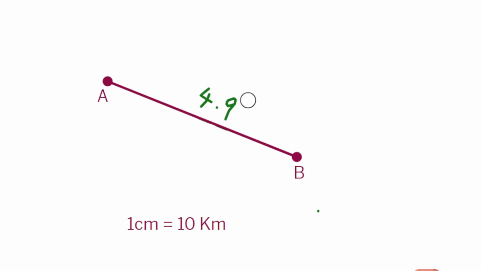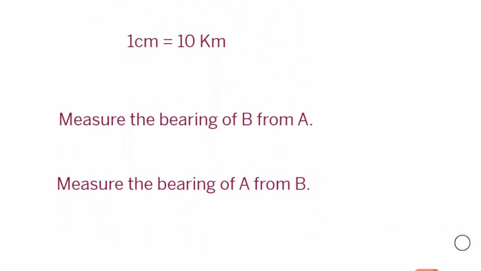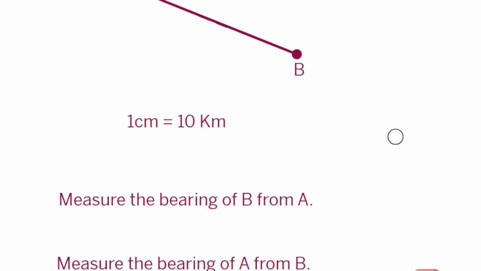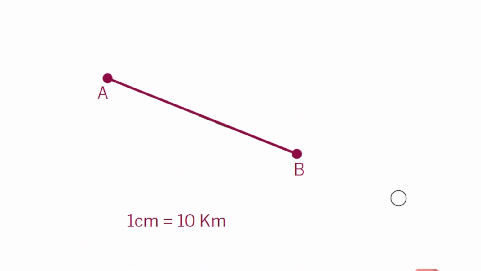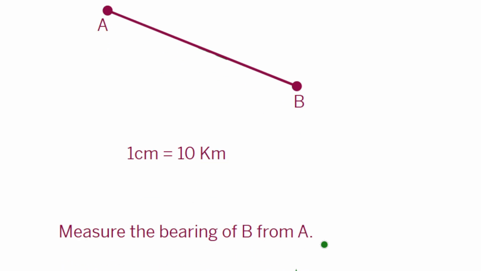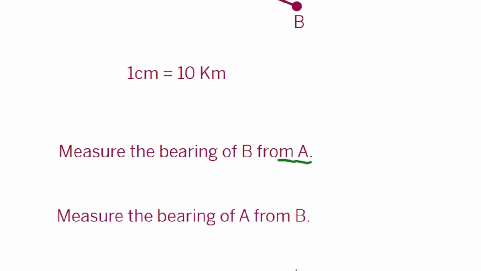Now, then they will start asking questions like this. Measure the bearing of B from A, or measure the bearing of A from B. Let's go back to the shape. Now, what's very important for me is "from". So if it says from A, that means we need to start on A.